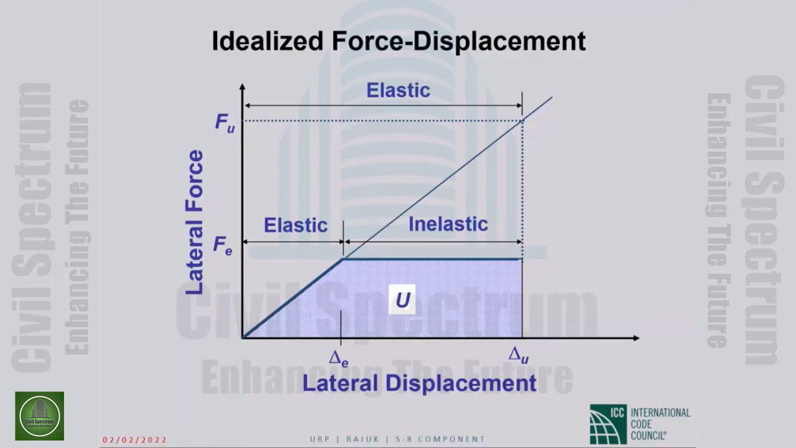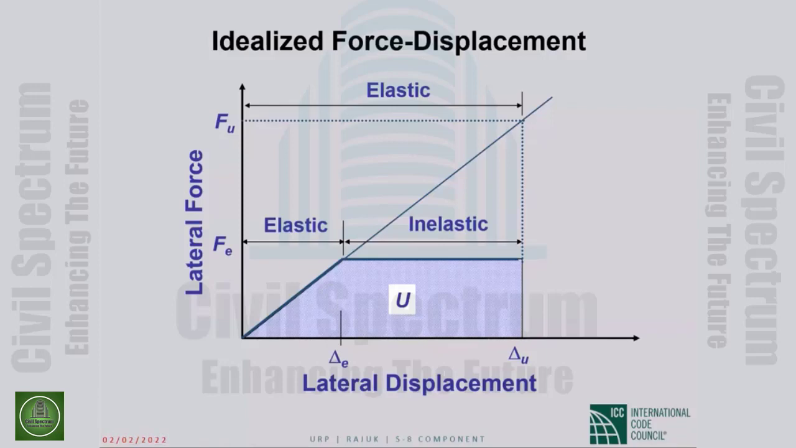so the difference between the stronger structure with the higher strength level and the weaker structure with the lower strength level is that the entire displacement suffered by the stronger structure is elastic. It is all recoverable. There is no damage associated with it. But much of the displacement suffered by the weaker structure is inelastic. It has damage associated with it.